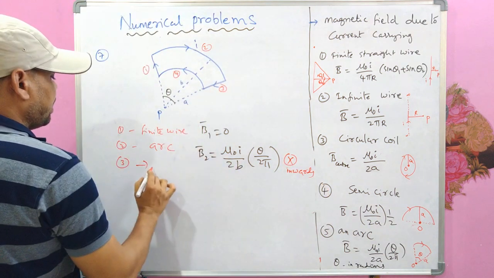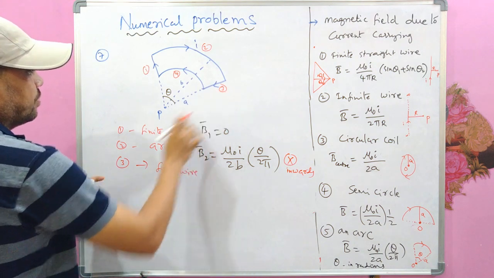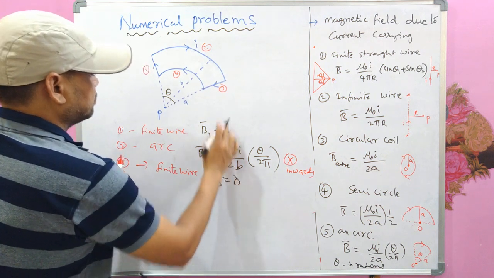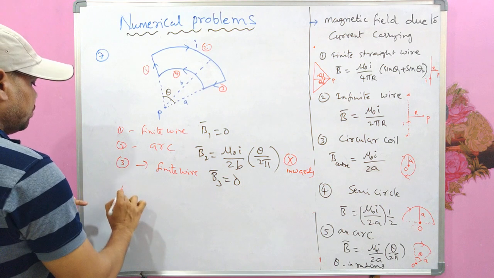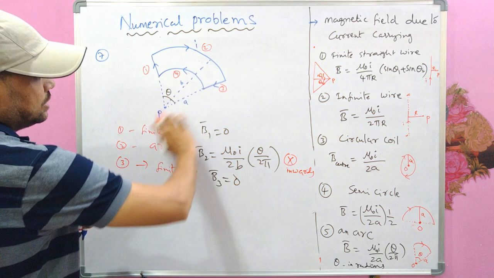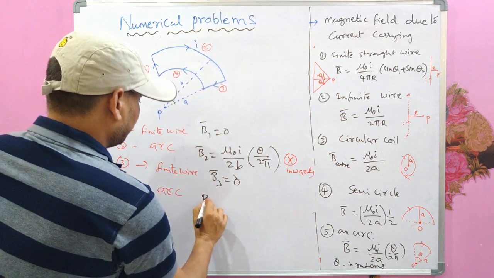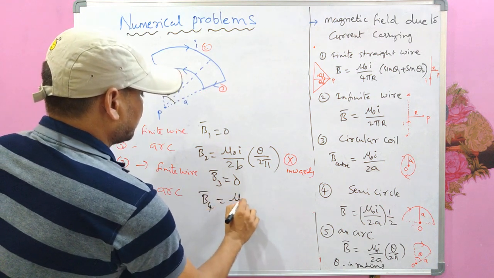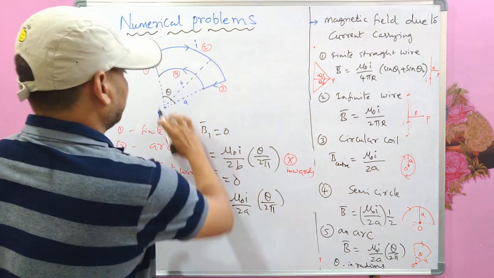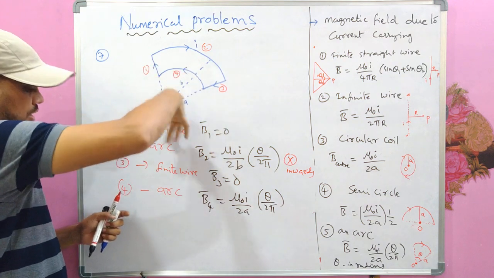Number 3 is now a finite wire. P is on its line, so B3 will be 0. And number 4, again it is an arc with radius A, this. Okay, so for this B4 will be mu naught I by 2A into theta by 2 pi because it is the same angle. So what is its direction now at point P due to this one? Outwards.